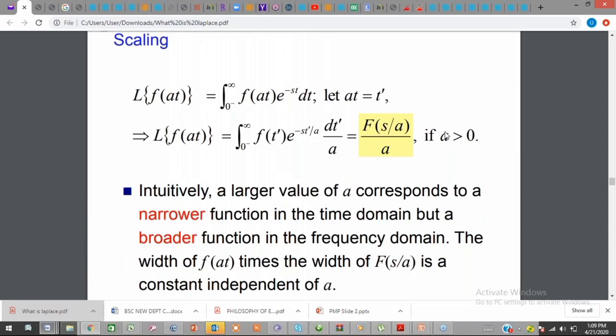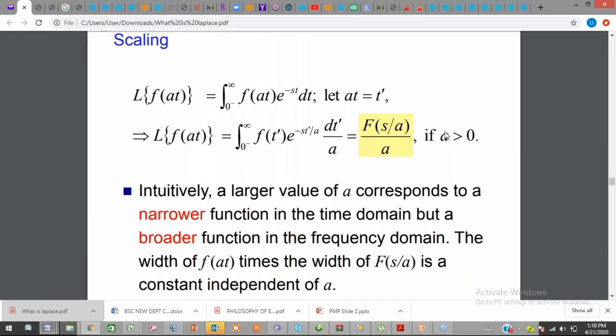Now I want us to know that a larger value of a corresponds to a narrower function in the time domain, but a broader function in the frequency domain. The width of f of at times the width of f of x over a is a constant independent of a. Please let's note that it is a constant independent of a.